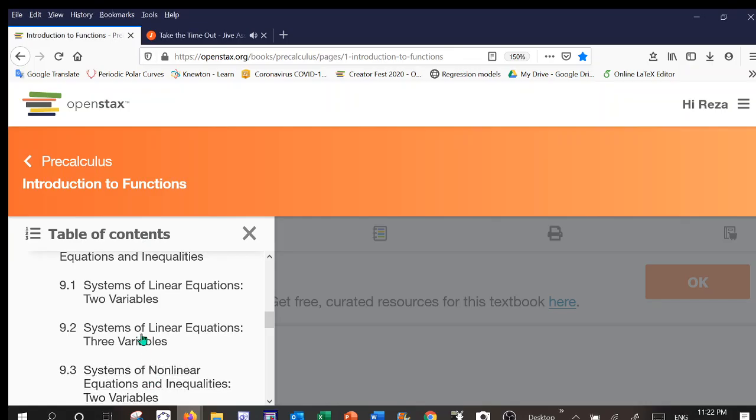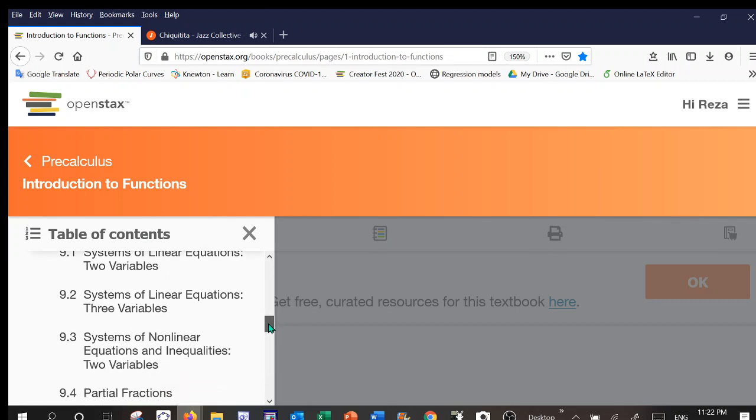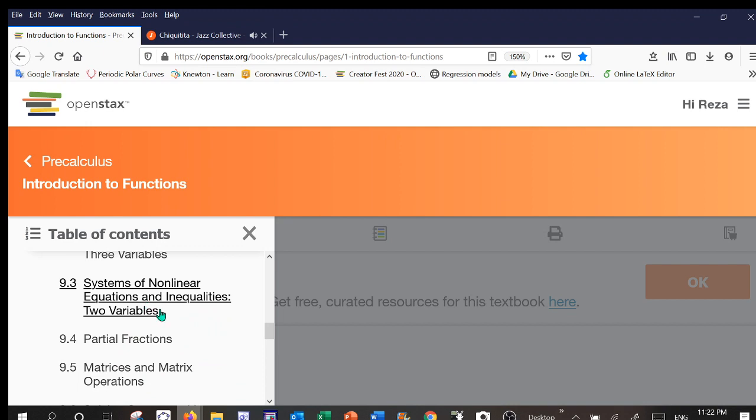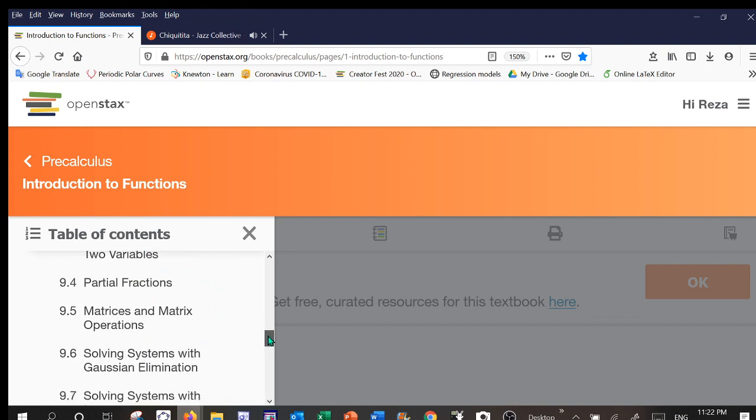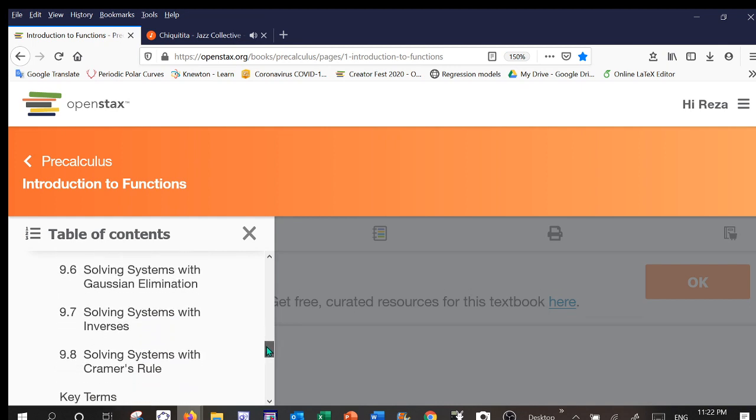Last time I talked about these sections here, systems of linear equations with two variables and three variables. I want to go over it, review it one more time, and do two application problems. And then I'm going to talk about systems of nonlinear equations and inequalities. We're going to do some problems from that section.